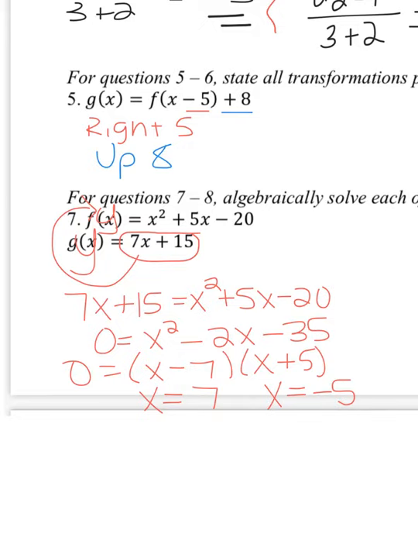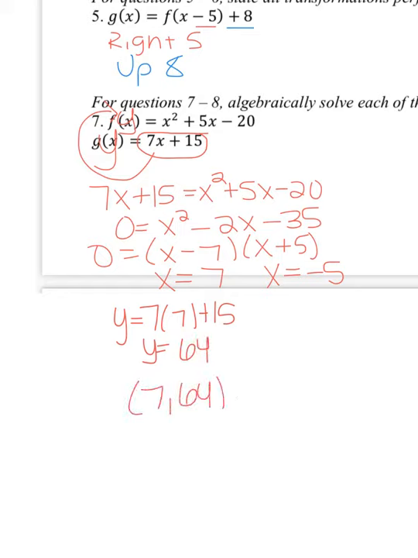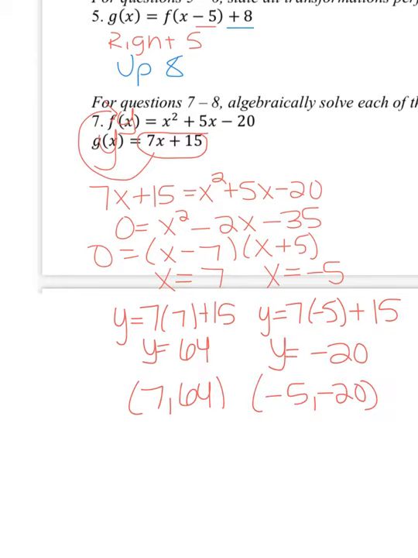I'm not done though. A system, your answer needs to be coordinates. So once I get the x's, I have to find the y's still. So y is equal to 7x plus 15. This one gives me 64. So this coordinate is 7, 64. The other one, y equals 7 times x plus 15. This one gives me negative 20. So this point is negative 5, negative 20 for number 7.